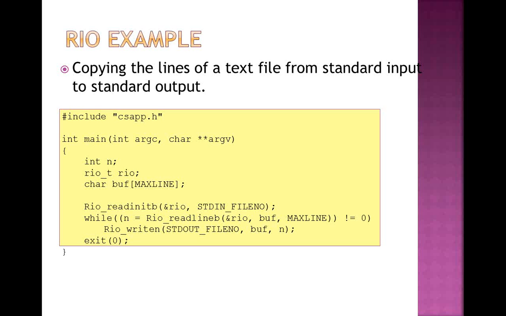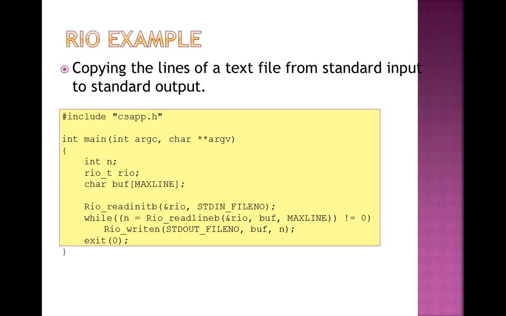So this is the example. First of all, a header file is attached, that is csapp.h. Then there is a main function. There are two arguments, one is argc, one is argv. Argc is of integer type, argv is of character type, and it is also a pointer. Then int n, rio_t rio, declaring the variables. In the same way, there is a buffer that is of array type, that contains the maximum line.